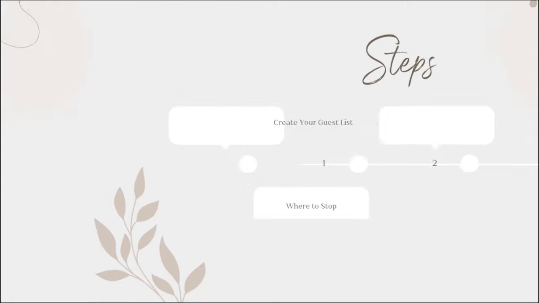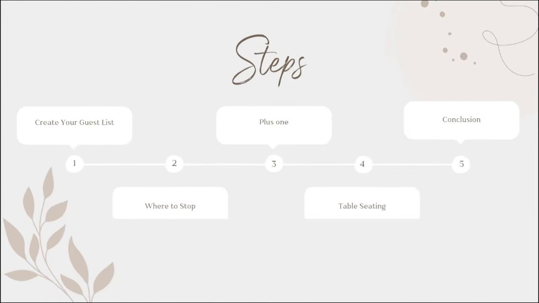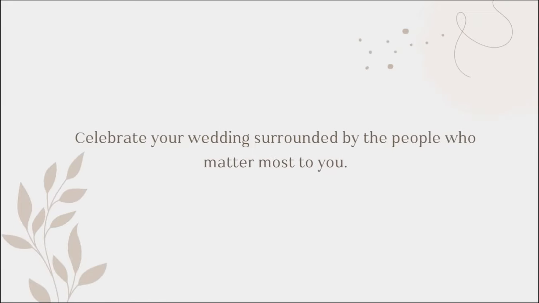Next up, we have the conclusion. Managing your guest list and seating arrangements can feel overwhelming, but with the Excel file I'm providing in the link below, you can make the process much smoother. By prioritizing your relationships, you will make your day even more enjoyable. And remember, here I go again, it is your special day. So take your time, enjoy the process, and celebrate your wedding surrounded by the people who matter the most to you.